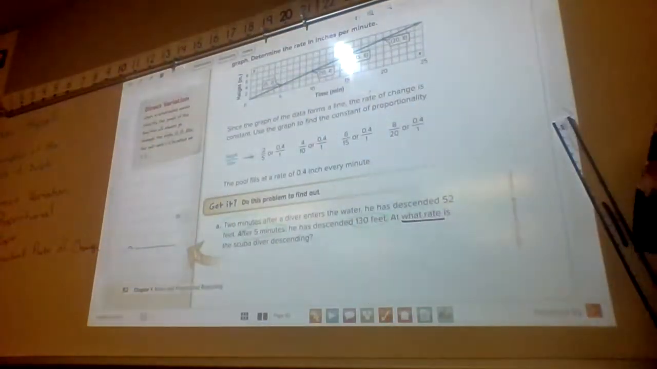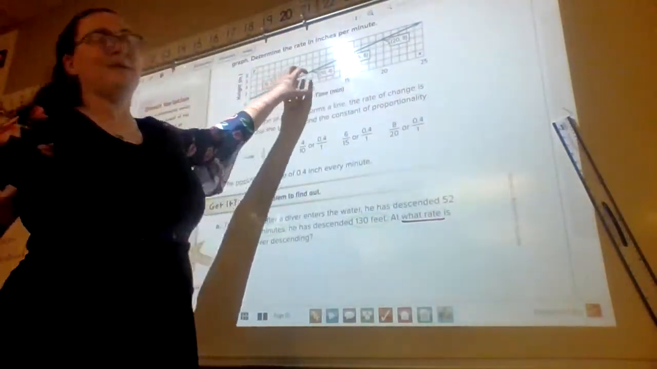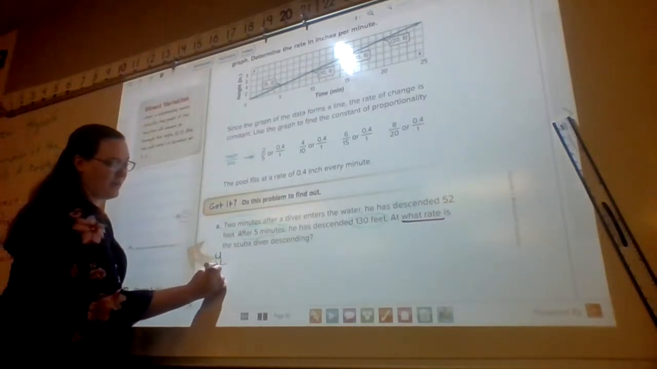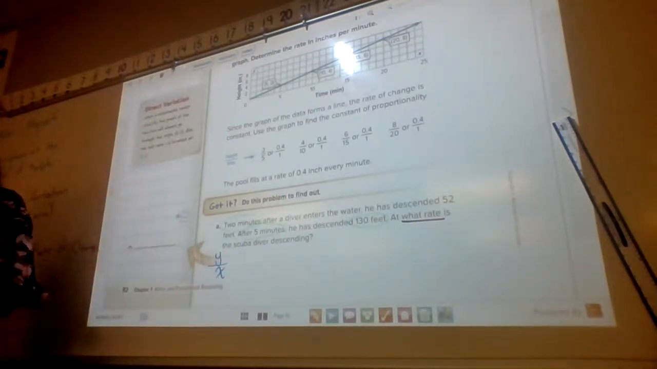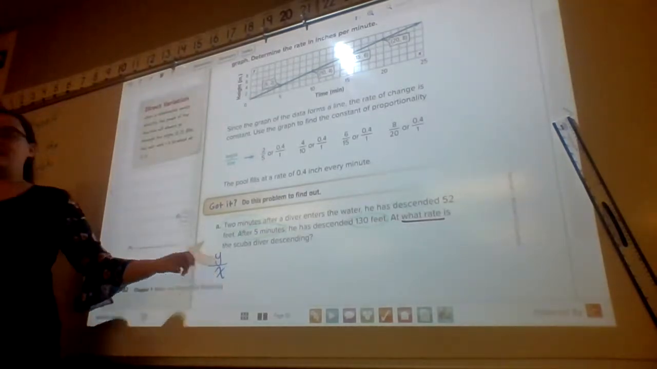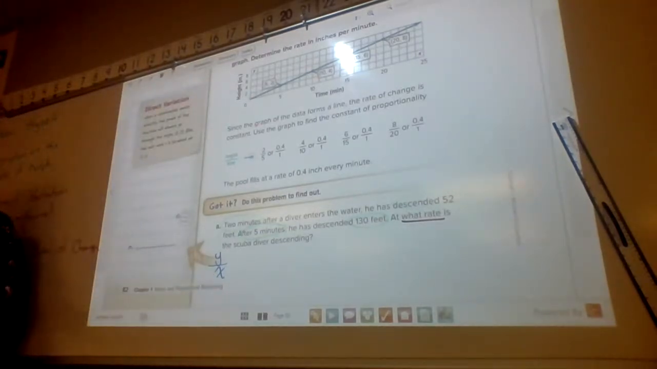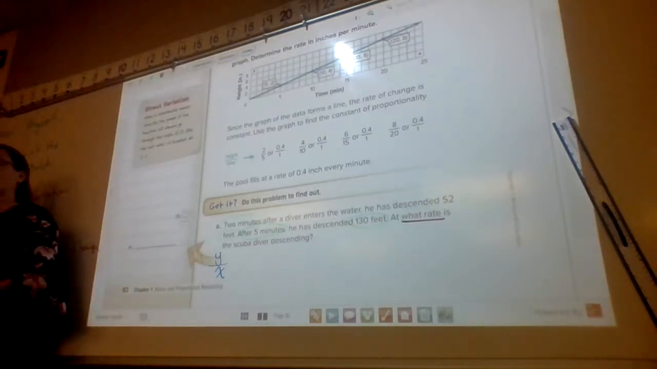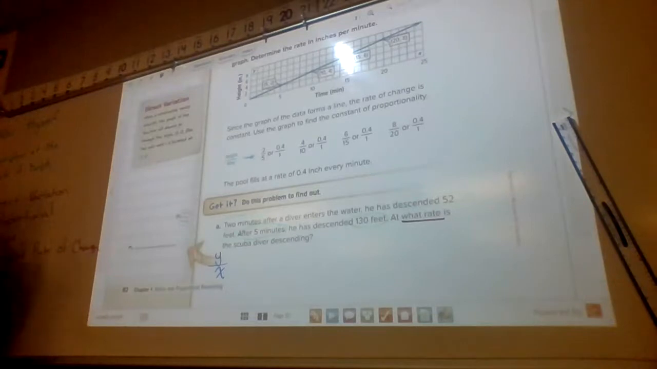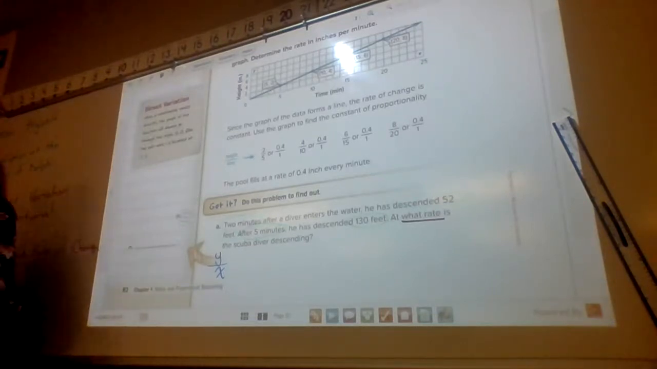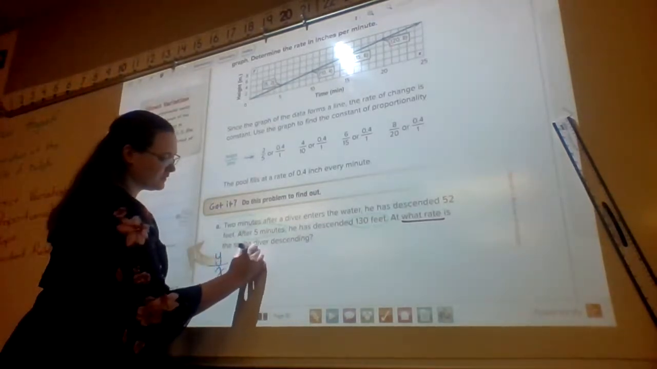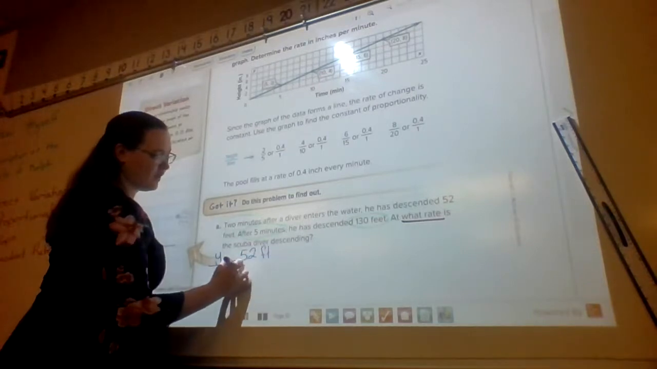It's asking us what's the rate. We're going to find the rate just like we just found the one up here. A lot of dividing, right? A lot of y over x has to equal the same thing, has to equal k. So what is your y? You have 4 different numbers. Why 52? Because if you put it on a graph, the x would be minutes. So we're going to put 52 feet over what?